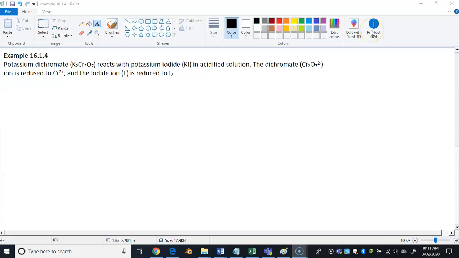Alright, so this is the most complex version of this that you're going to need to be able to do, so feel free to go through this nice and slowly. Alright, so let's have a look at this reaction here.